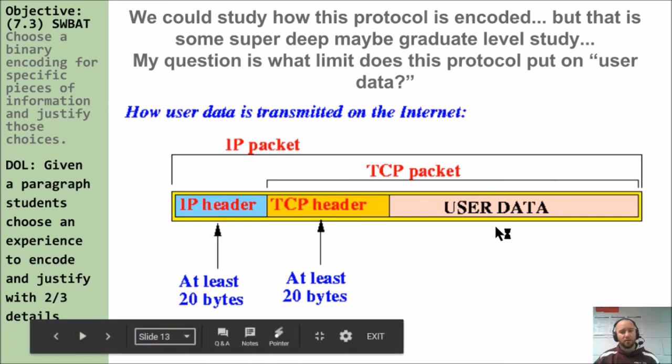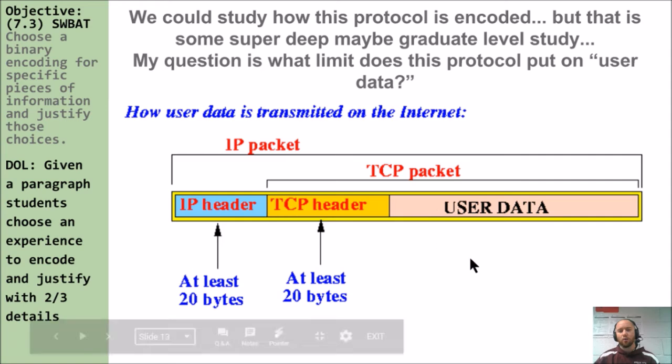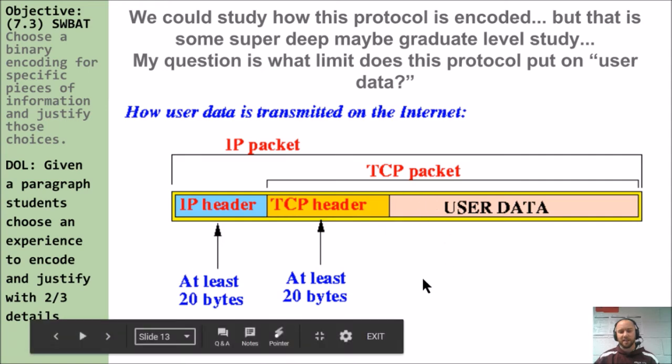I do not know what the limit on user data is. Maybe it depends on what you're doing. But here's your challenge, extra credit: go find out what your typical user data size is. TCP and IP headers are at least 20 bytes.